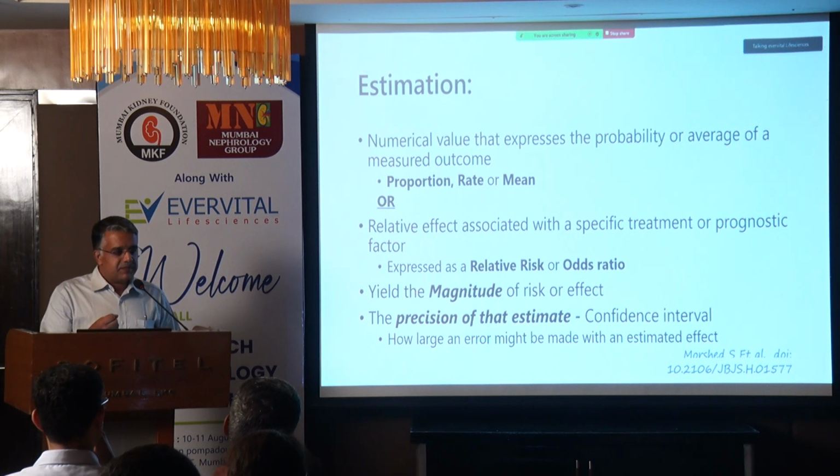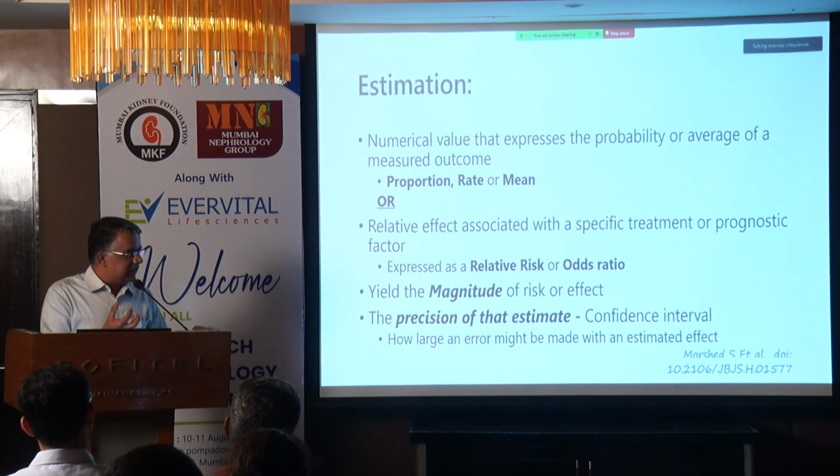Okay, these will be expressed in relative risk or odds ratio. We'll be discussing it briefly later on also. So this gives you three things. One, there is an association. Then it gives you the magnitude of that association and how precise that estimate is. So there are three aspects to it.